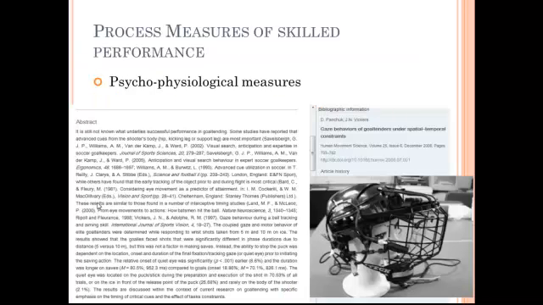Another type would be psychophysiological measures. So one example of a psychophysiological measure is assessment of gaze behavior. So gaze, as in where your eyes are looking at a set time during a skilled performance. So if we were again to think about basketball, we may be thinking, where exactly is the player looking while they are completing their free throw?